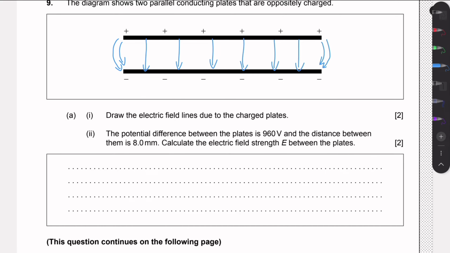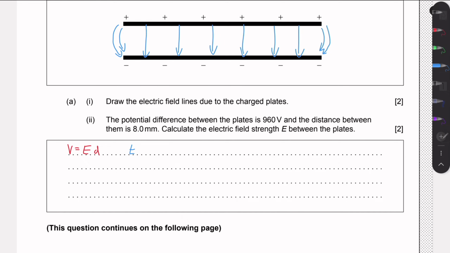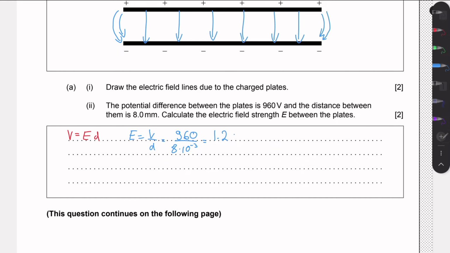Then we are told the potential difference between the plates is 960 volts, and the distance we're also given. We need to calculate the electric field strength. Well, we have this very useful formula, V is equal to E times d. So E is equal to V over d. So 960 divided by 8 times 10 to the minus 3 meters. That will give us 1.2 times 10 to the 5 volts per meter, or we can also say newtons per coulomb, as electric field is also defined as force per unit charge, or the potential over the distance. Both are accepted units.